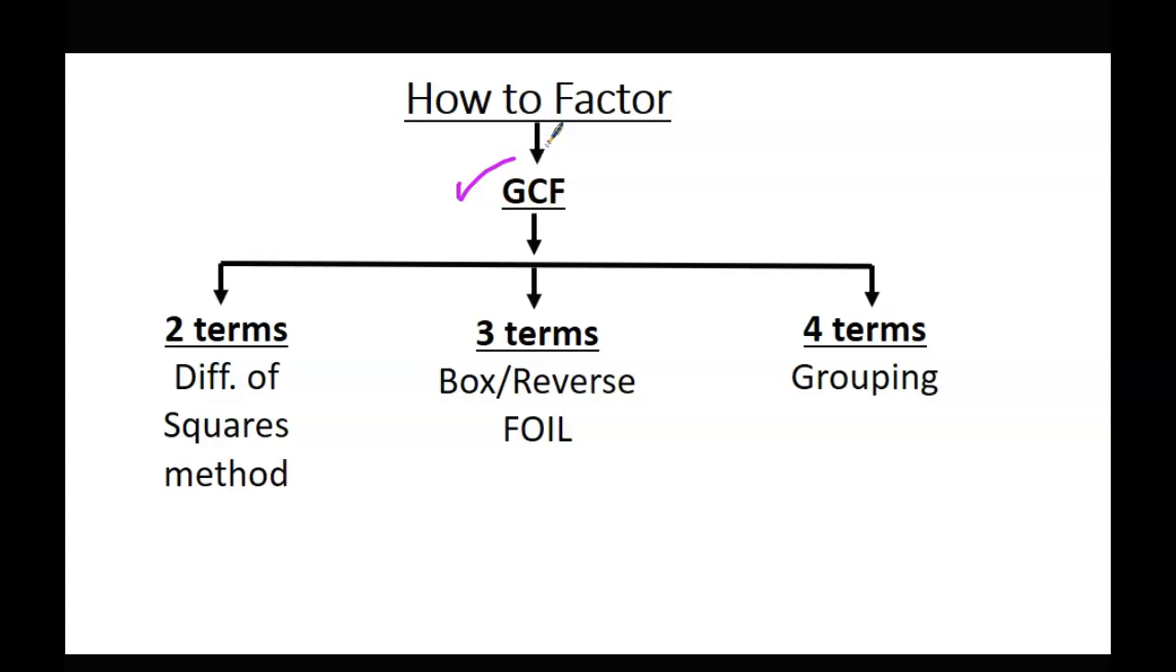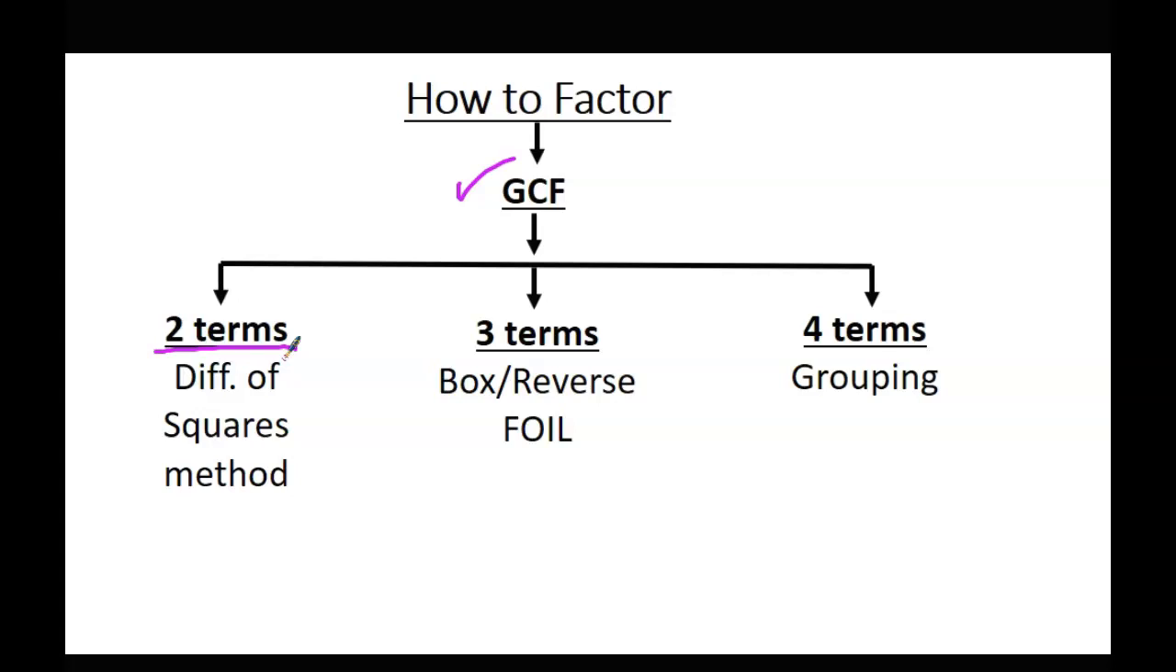After you take out your GCF, if there's only 2 terms, then you need to see if it's a difference of squares. It may be or it may not be. If it's not, then you're done. If there's 3 terms, you should try the box method or reverse foiling method. But once again, it may not work. That may be a prime polynomial that doesn't actually factor.